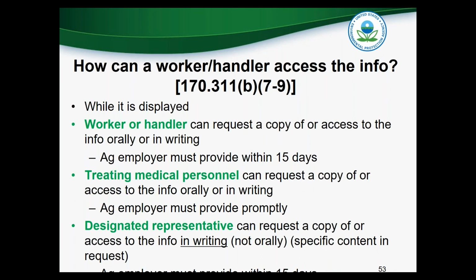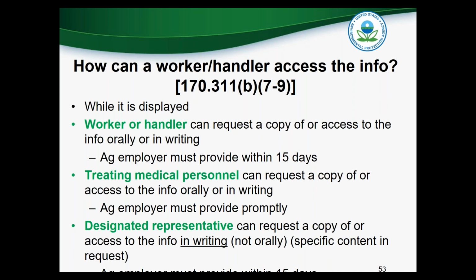And then how can a worker or handler have access? Of course, they can go and look at it. It's centrally located while it's displayed. Workers or handlers can also request copies and access to it either in writing or orally, and the ag employer must provide that within 15 days. Treating medical personnel can also request copies, and the ag employer must provide that promptly to the treating medical personnel. And of course, we have this designated representative who can request it of the ag employer. That has to be requested only in writing, and there is specific content in that request. And then, of course, the ag employer has to provide that within 15 days.